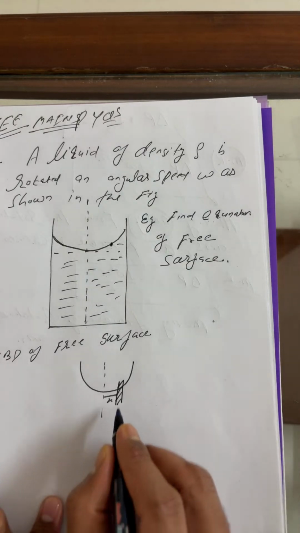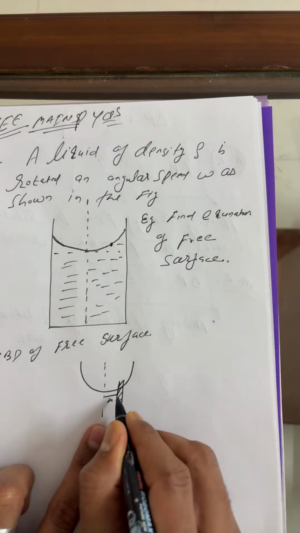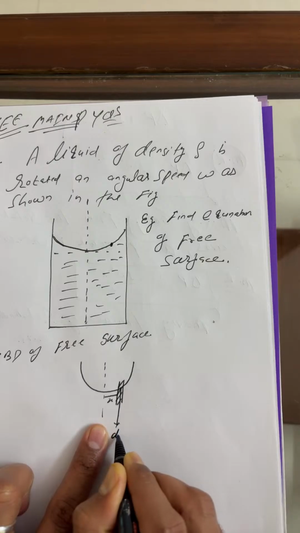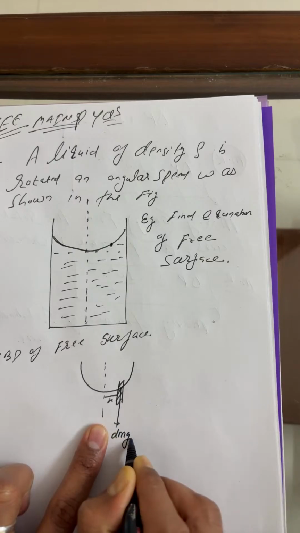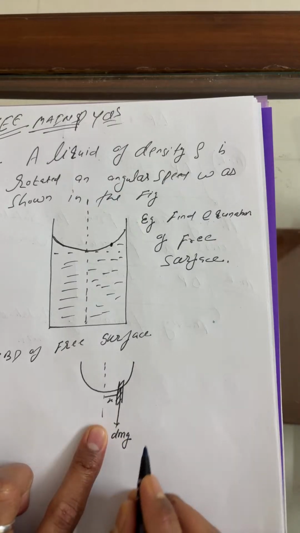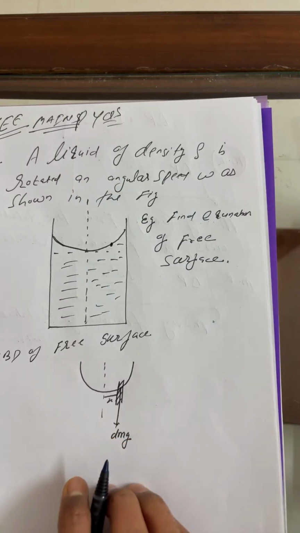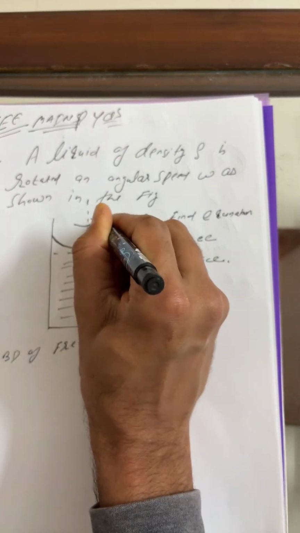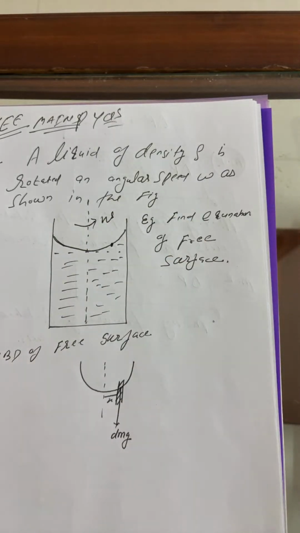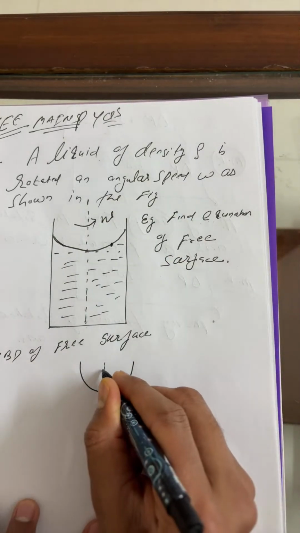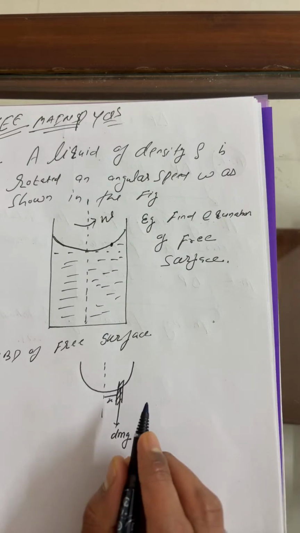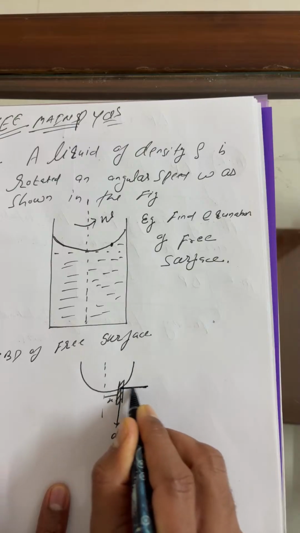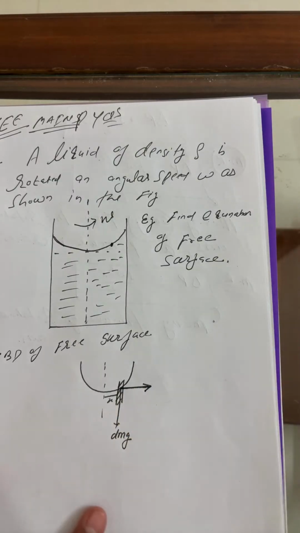If you have taken the element dx, then what can you say? This mass is dm, and its weight is dmg. If any particle is revolving on a circular path, because already it is mentioned that the particle is rotating with angular speed omega, then for this condition, centrifugal force always acts away from the center.